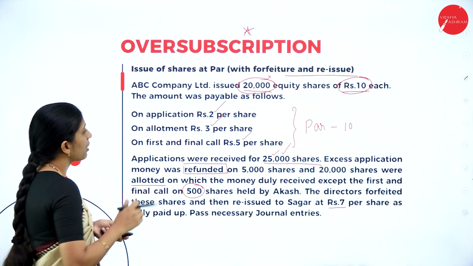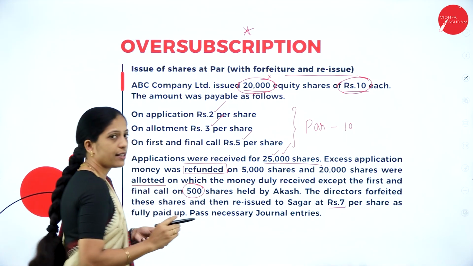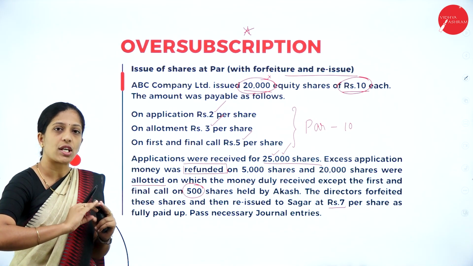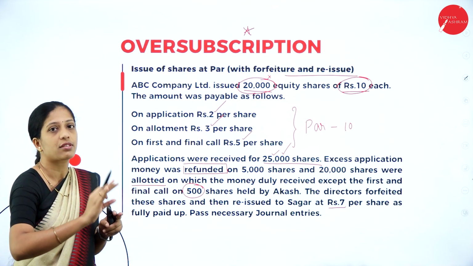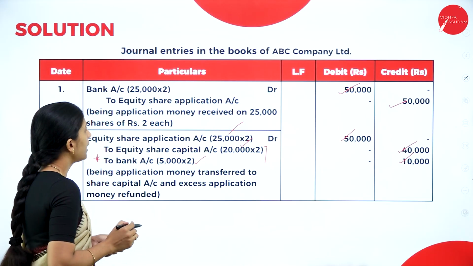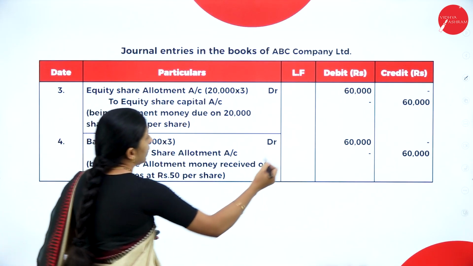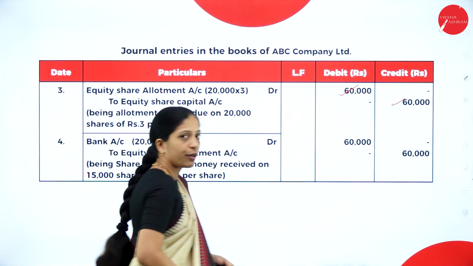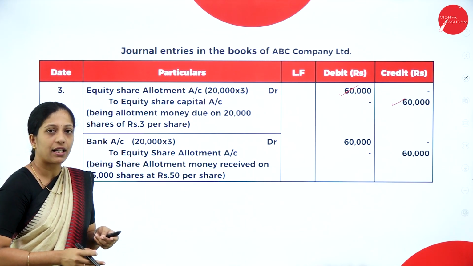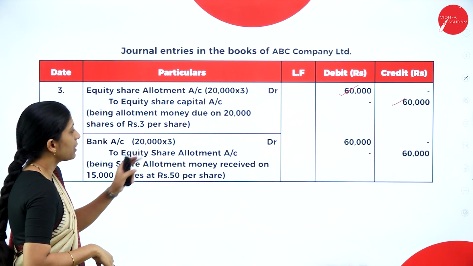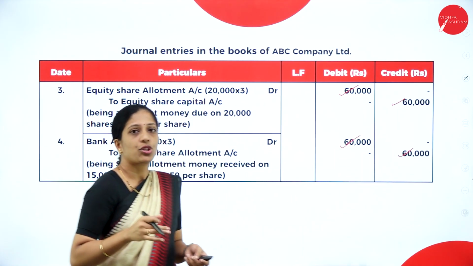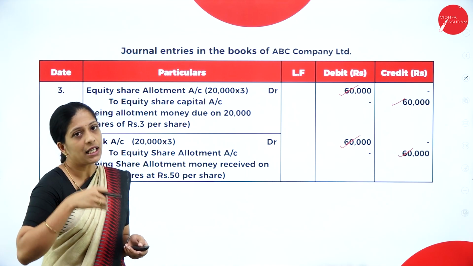Now, how many shares are we going to take now? 20,000 only, because we have allotted only 20,000 shares, since 5,000 shares have already been refunded at the application stage itself. Now, allotment stage, 20,000 into 3, so that will be 60,000. Narration: being allotment money due. Next, bank account debit to equity share allotment account. All the amount we have received, the same amount 20,000 into 3, that is 60,000. Narration: being equity share allotment money received.